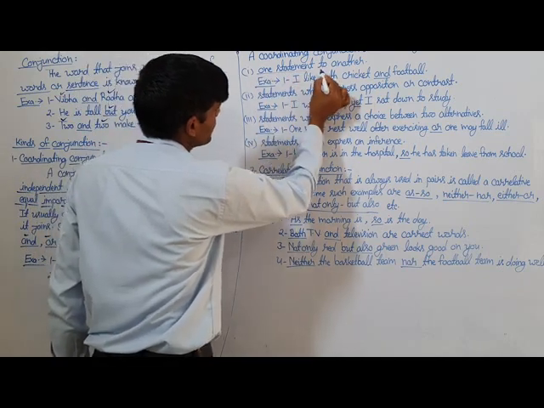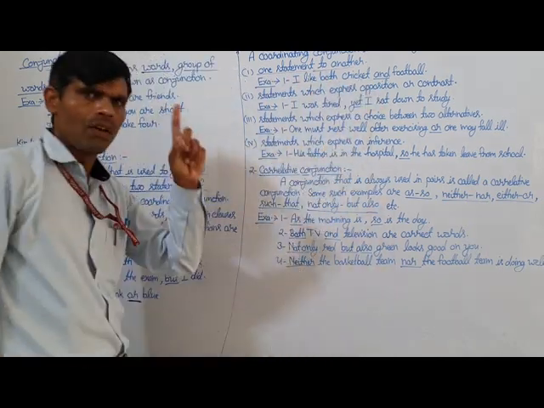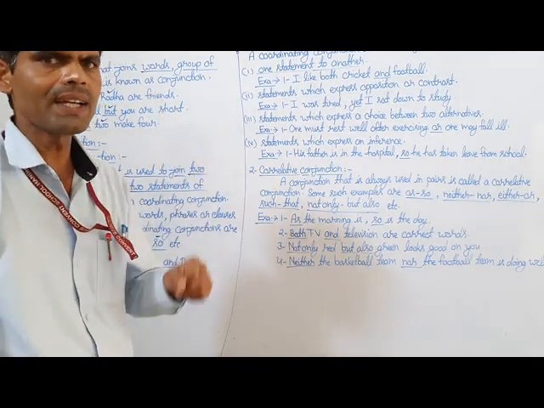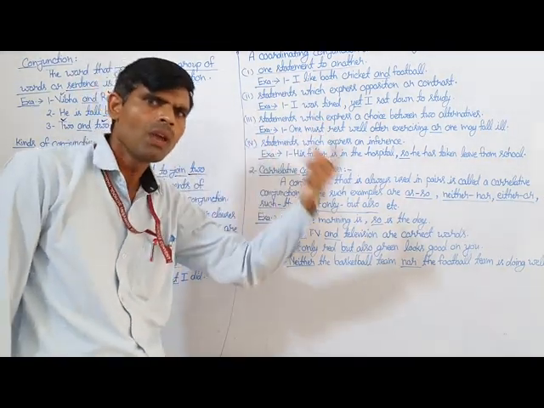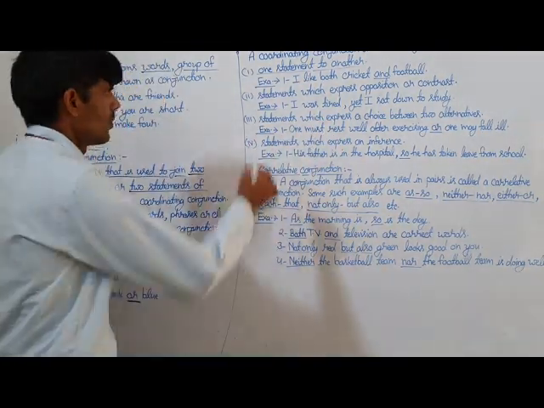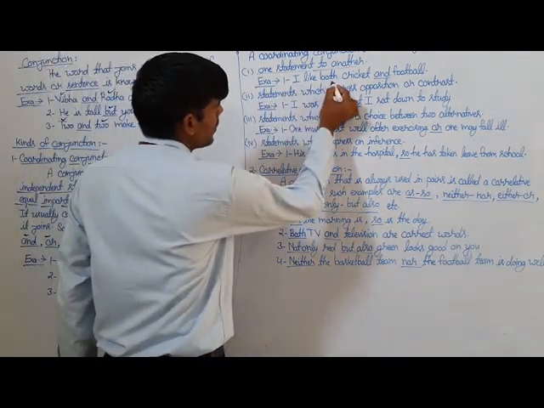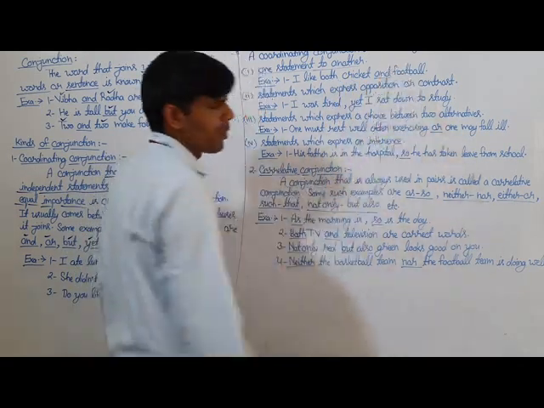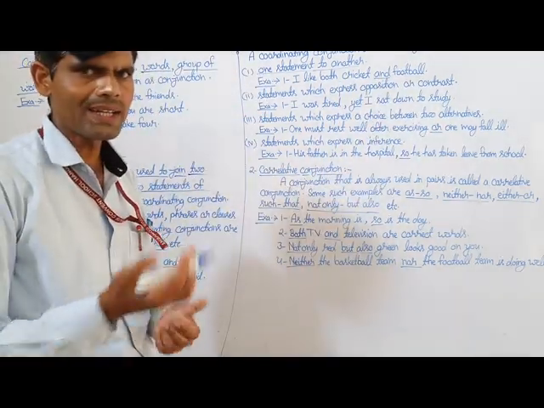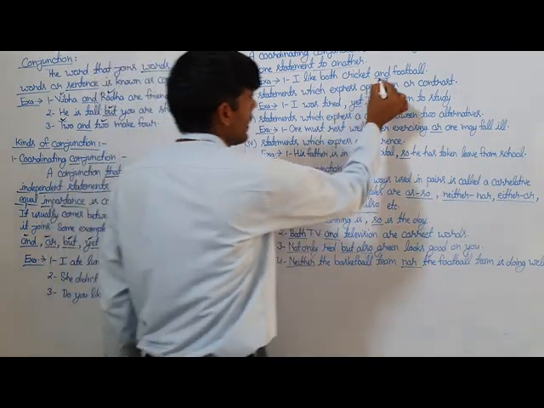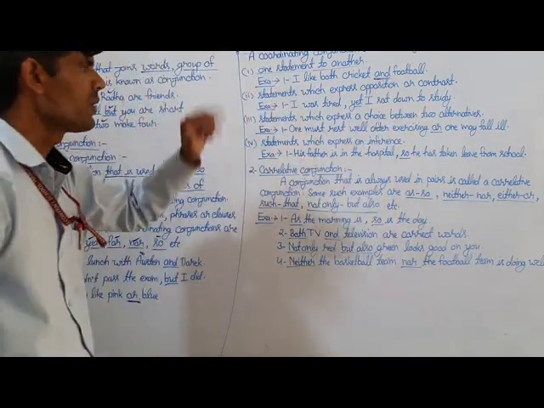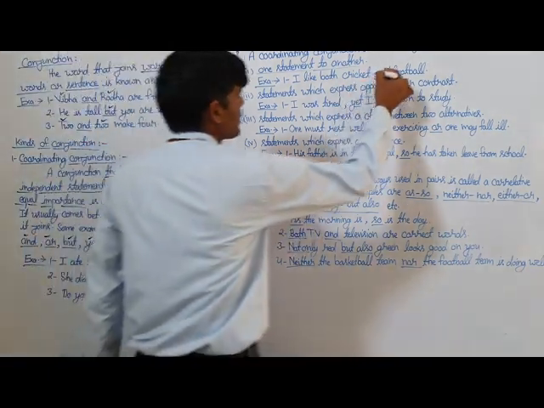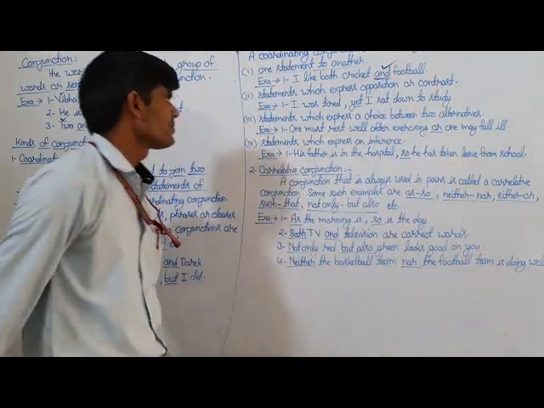One statement to another. The first function of the coordinating conjunction is that it is used to join one statement to another statement. For example, I like both cricket and football. Here the underlined word is used to join two statements with each other. So this is counted as a coordinating conjunction.